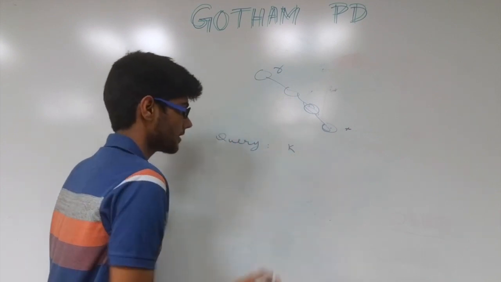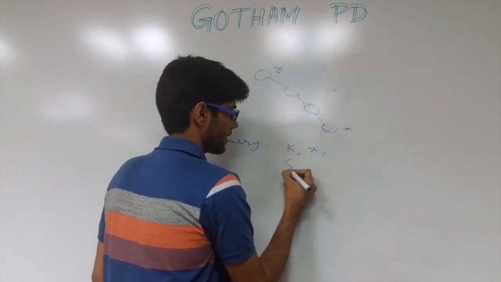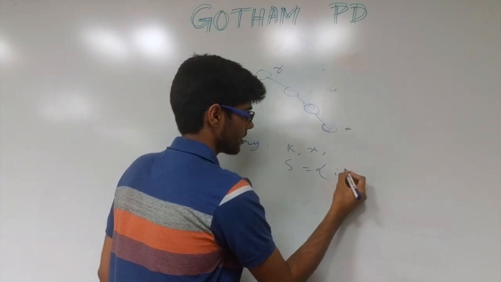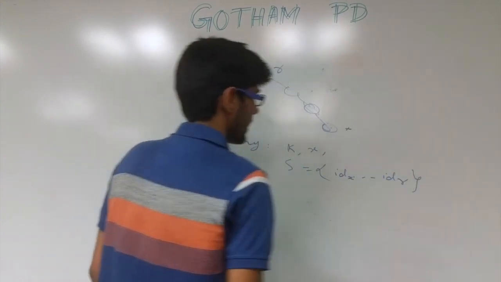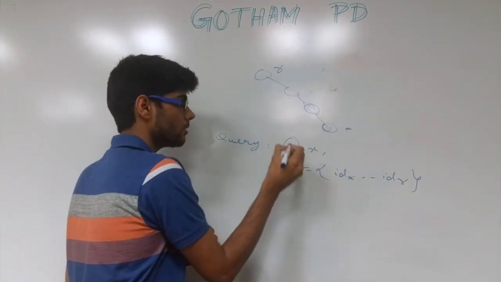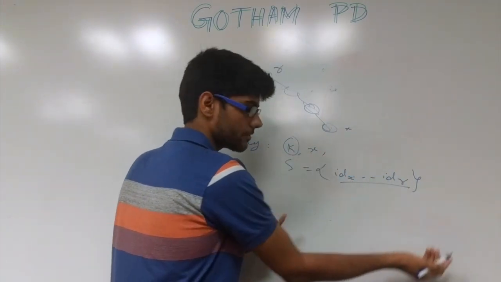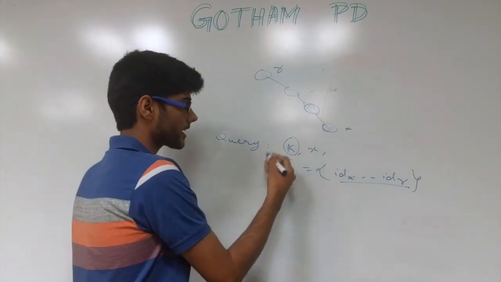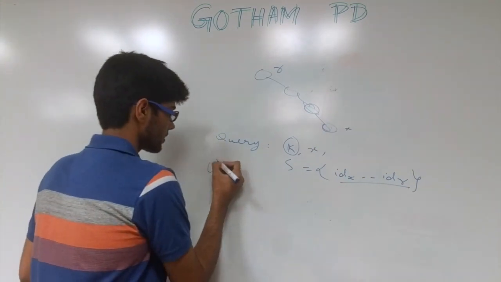The query is given K and X. Consider the set S consisting of all the IDs from X to the root. Now we have to find the maximum possible XOR value we can get if we take the XOR of K with any of these, and similarly the minimum XOR value we can get if we take the XOR with any of these.